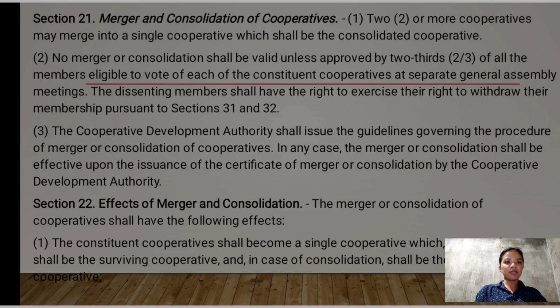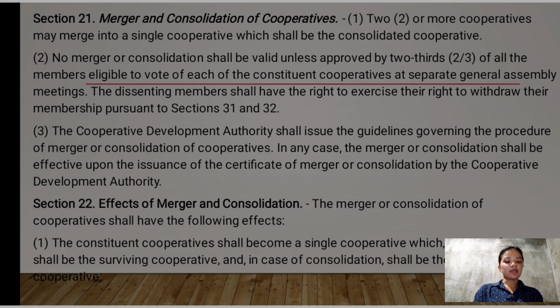Section 21, Merger and Consolidation of Cooperatives. In this section, it outlines the process for the merger or consolidation of cooperatives. First, merging cooperatives. 2 or more cooperatives can merge into one cooperative, which will become the consolidated cooperative.